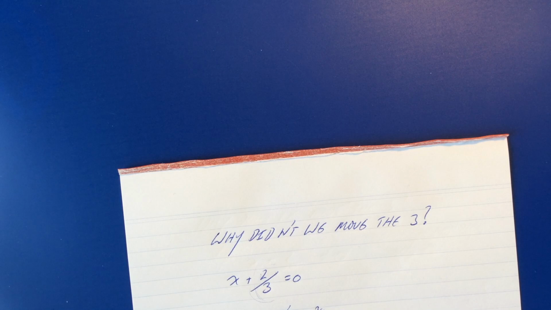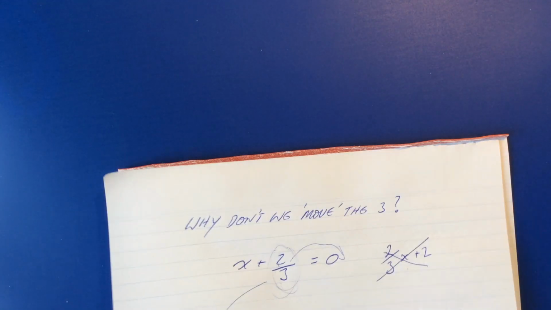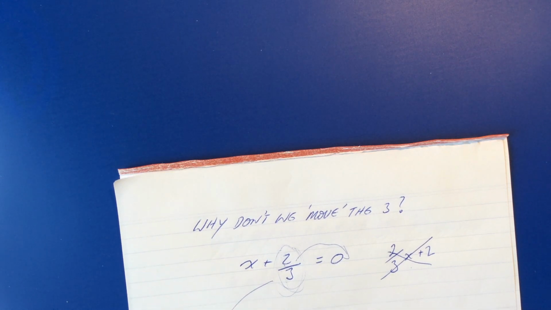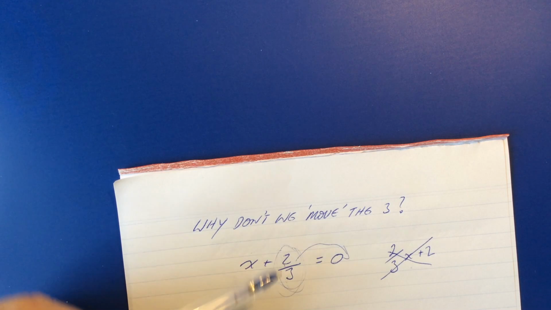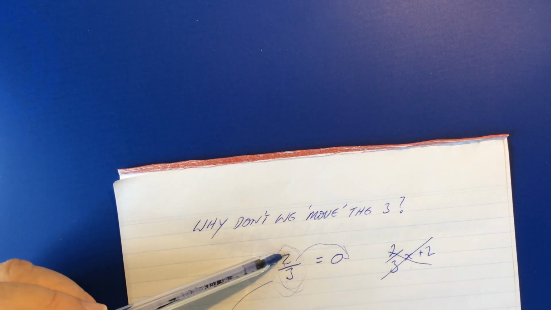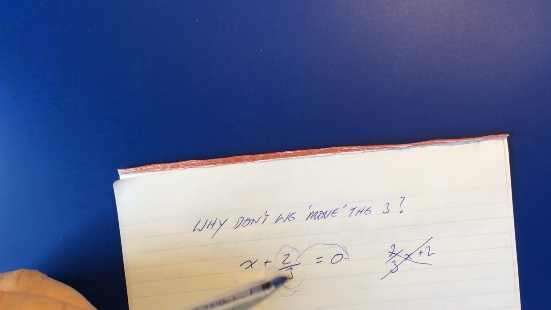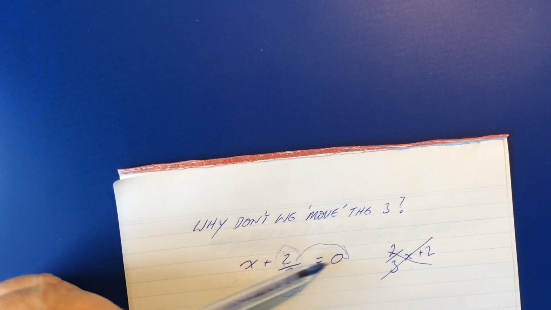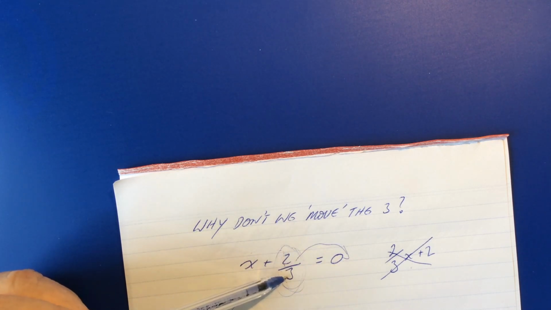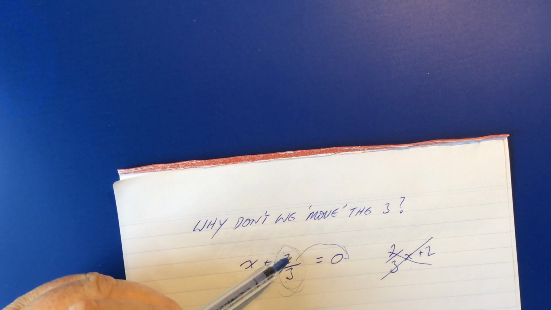And the title of today's video is Why Didn't We Move the 3? Now, in a previous video, I asked why don't we move the 3? And we were looking at how we solved this equation here. And I pointed out that it was a poor idea to separate this fraction into its parts and move each part. It just leads to all sorts of problems.